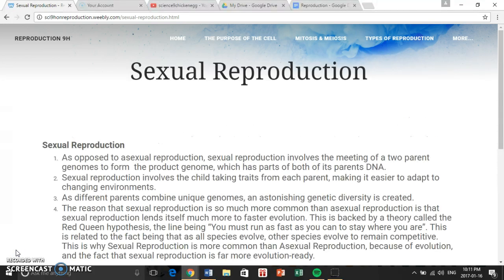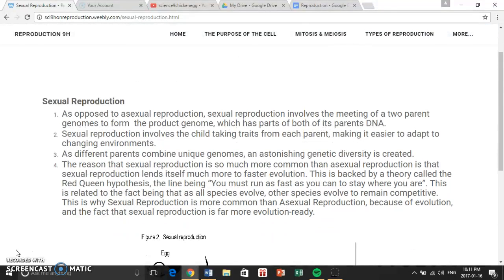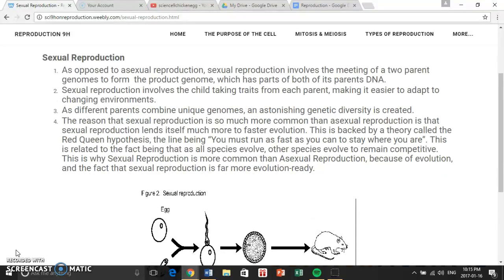Sexual reproduction. In sexual reproduction, you need 2 parents to create an offspring. In sexual reproduction, the offspring takes traits from both parents, which makes it easier to live in a changing environment. Sexual reproduction is more common than asexual reproduction because it lends itself to a faster evolution.